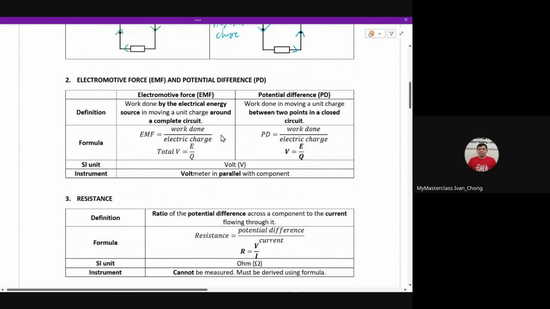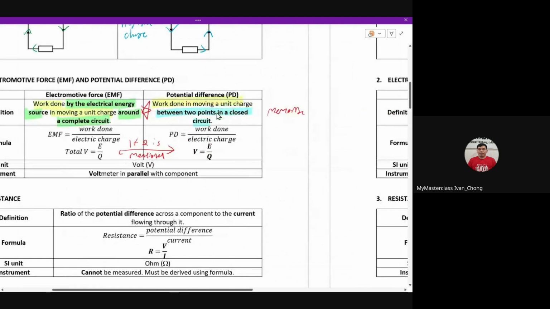For EMF and potential difference, do take note, you need to memorize both of them. These two, you must memorize both of them. It is the work done to move a unit charge, by the source across the complete circuit for EMF, or between 2 points in a closed circuit or across a component for potential difference, both work. You notice that for these two formulas, it is if and only if Q is mentioned. So if Q is not mentioned, what formula do we use? We will use V equals I times R.